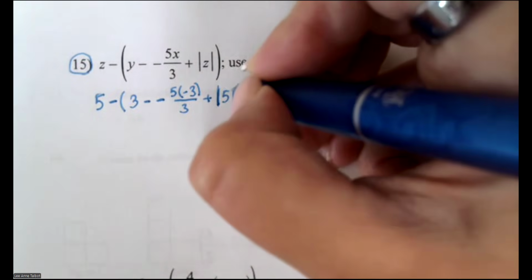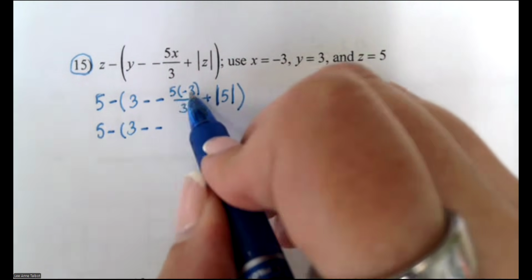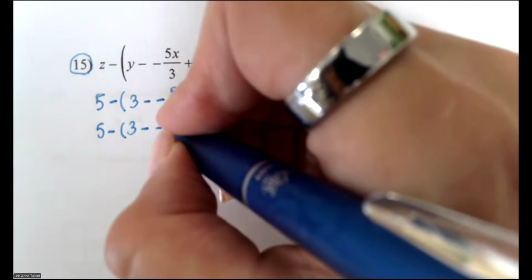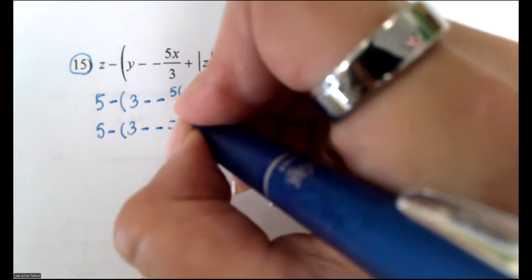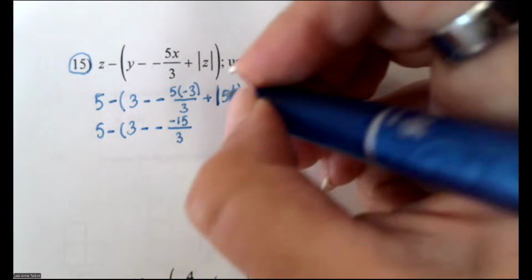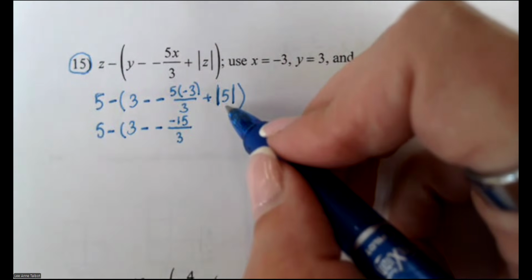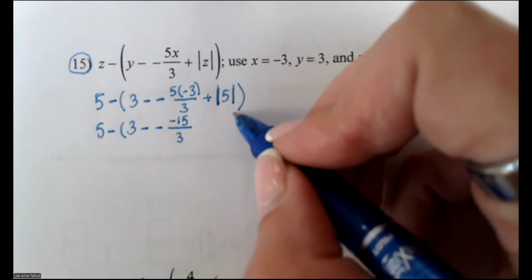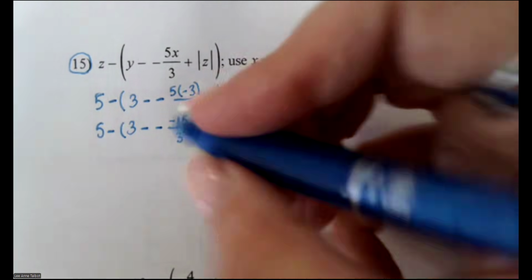Okay. 5 minus 3 minus negative. Okay, so let's do this multiplication. 5 times negative 3 is negative 15 divided by 3. And what's the absolute value of 5? 5. Beautiful.